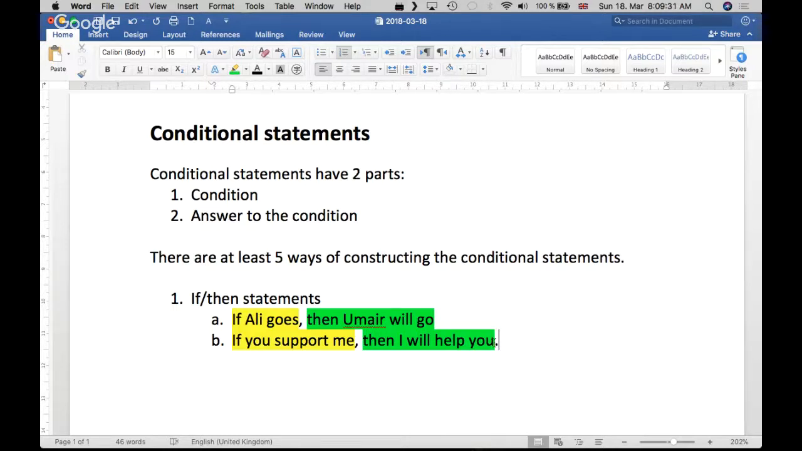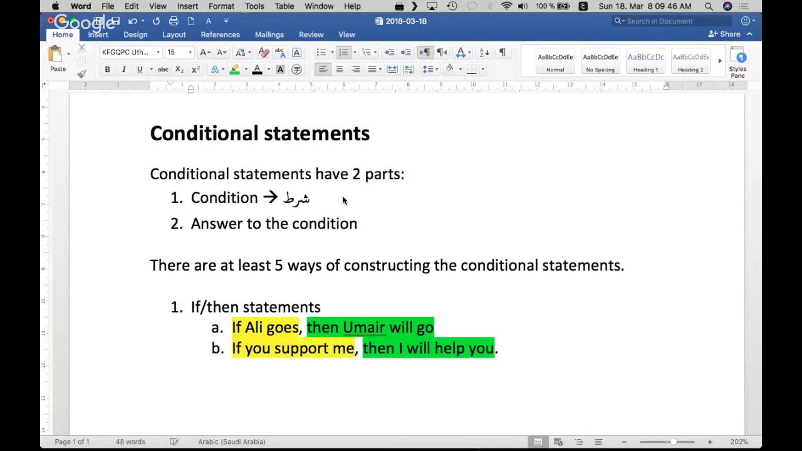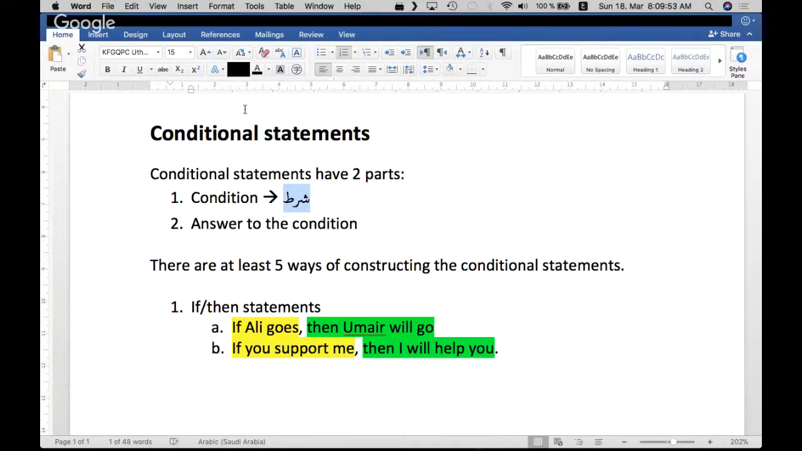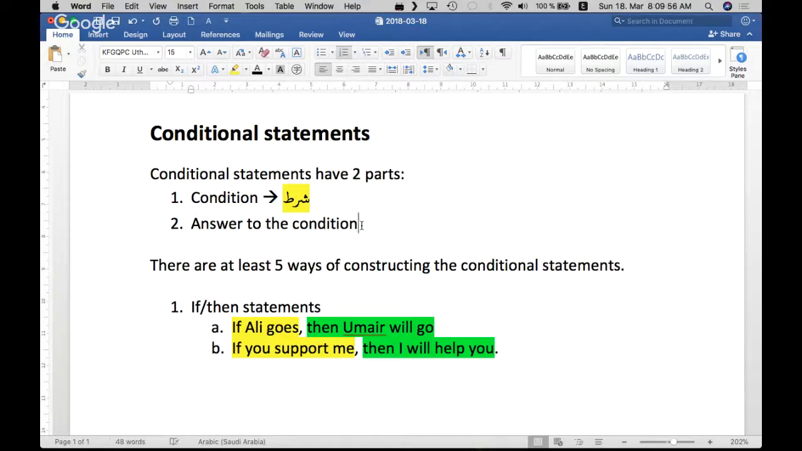Now, in the Arabic language, going back up here where I wrote the two things, conditional statements have two parts. The condition in Arabic is called shart. This is the yellow part. And the answer to the condition is called Jawabul shart.